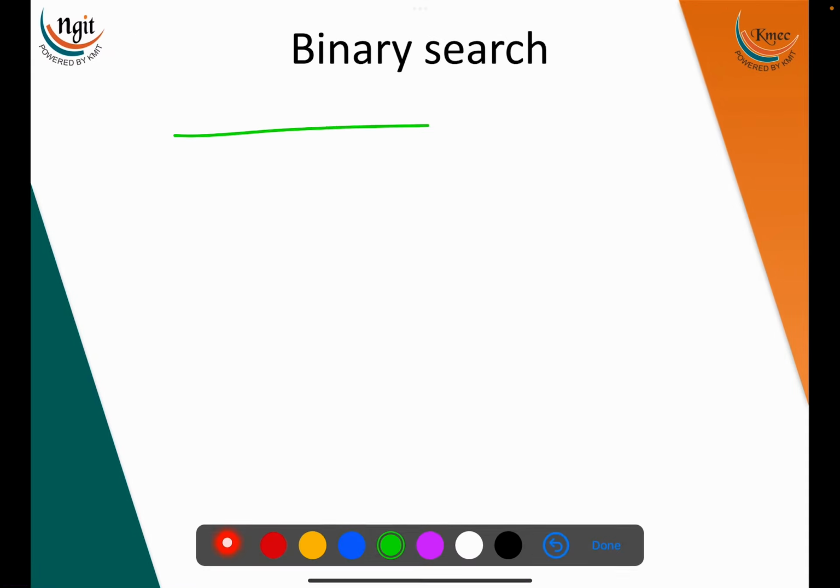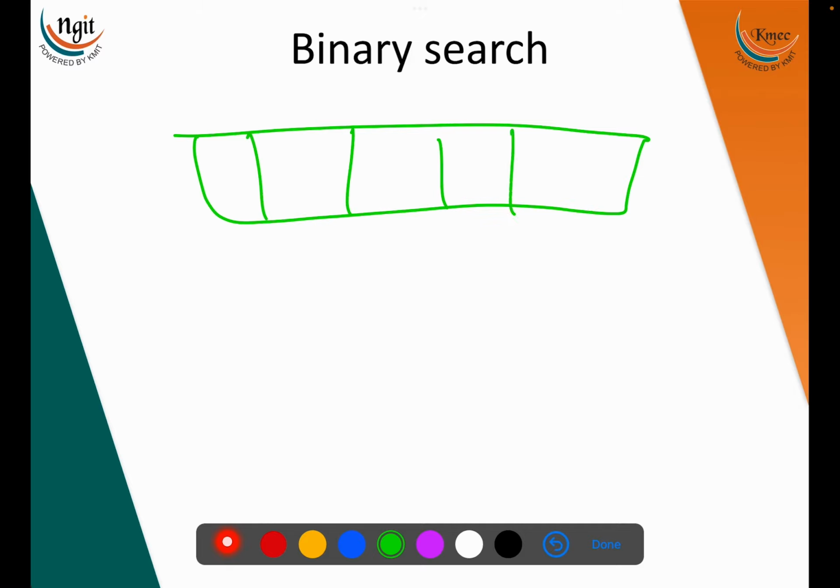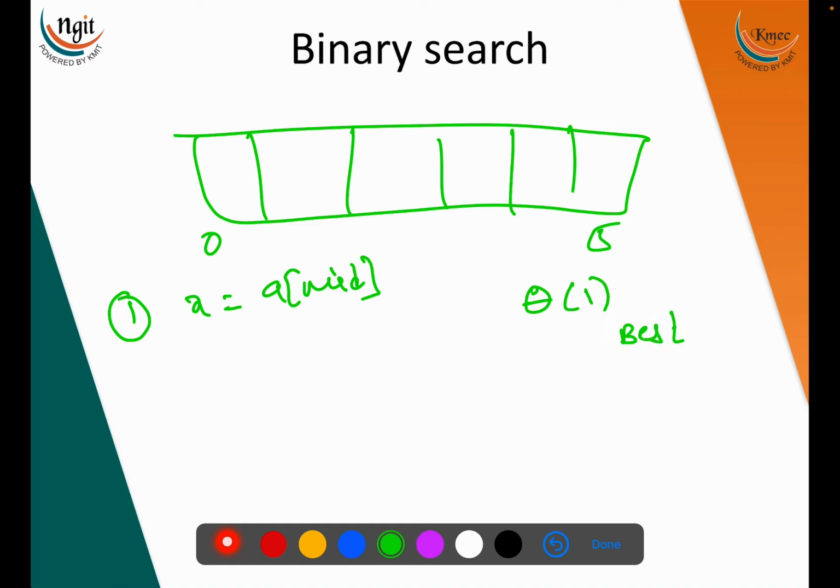When you take a list of elements, say 0 to 5, I will not search all the elements. I have one possibility that in the first attempt my key element is equal to the middle element. So in the first comparison I got a successful search, correct? So the best case complexity is theta of 1, finding the element in the first comparison. And the second is the average case.